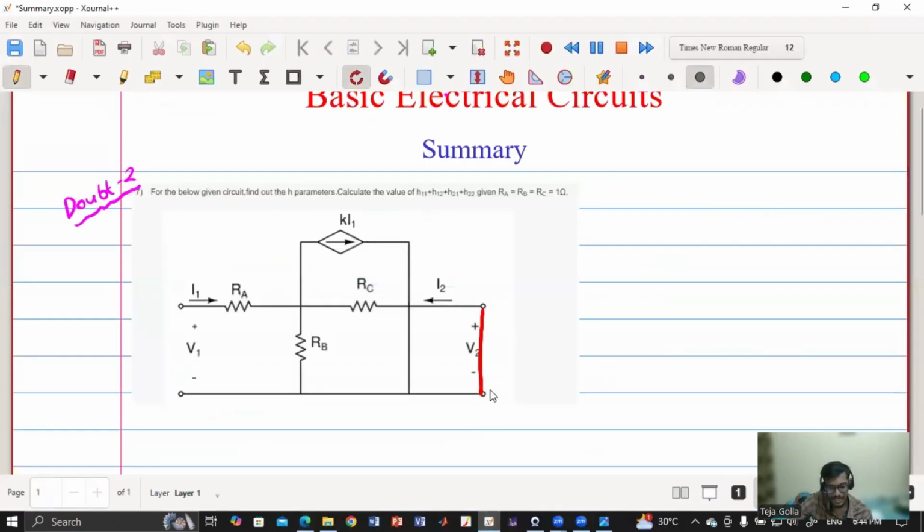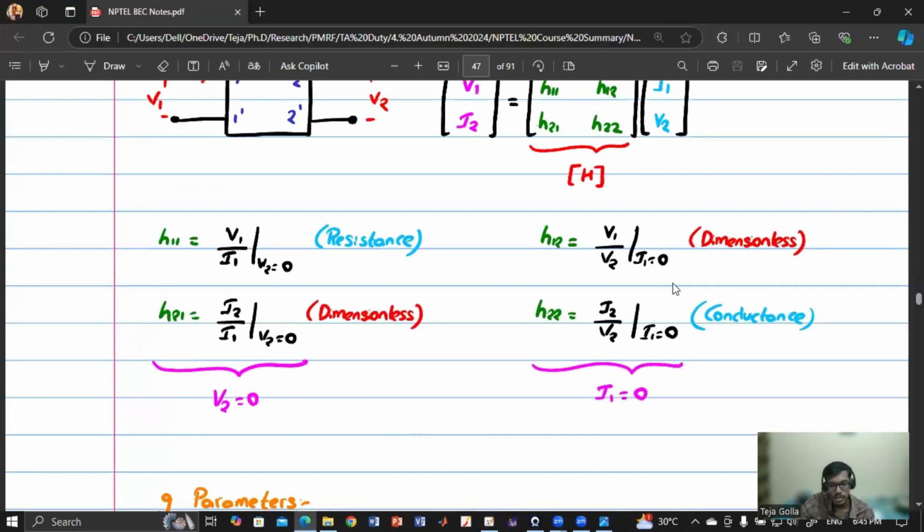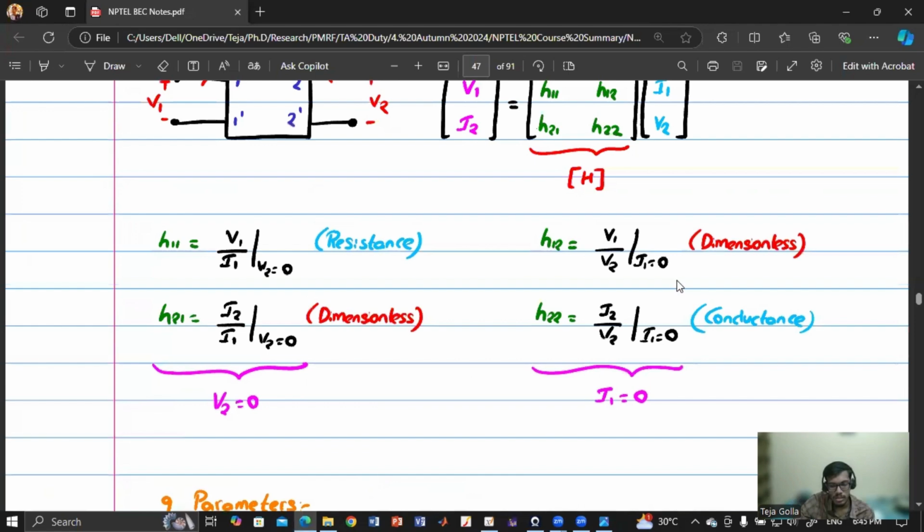But in the red line, there is already a black line. So does it mean that it is already short circuited? Okay, this line you are talking about. Yes, it is already shorted, but I am not sure. I think there might be a mistake. I couldn't solve the problem at all. I calculated H11 and two other parameters, but for H12, you have to calculate V1 by V2, meaning V2 is 0. I didn't know how to do it.